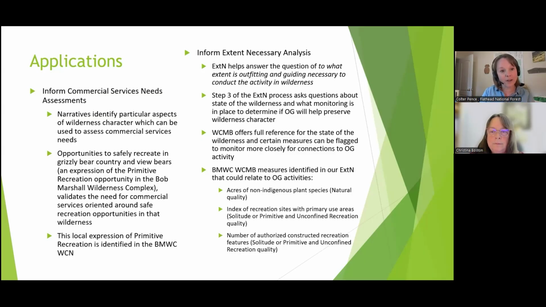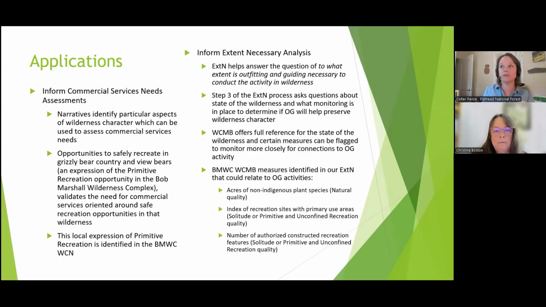And we then transpose that over to outfitting and guiding. That helps justify the need for outfitting and guiding, that there are people who want to experience this form of primitive recreation that's specific here, and that outfitting and guiding can help with that. So this is using that specific expression of primitive recreation that we've identified in our narrative to help us do a commercial needs assessment.